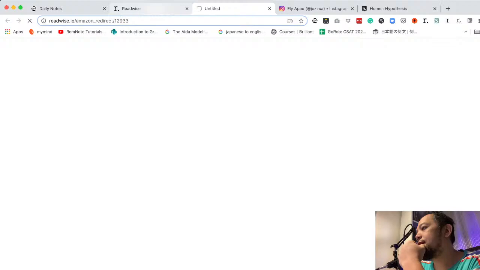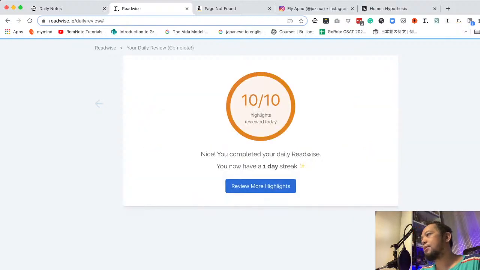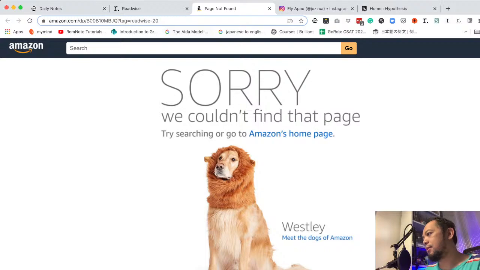You can think of it as the steps a user goes through between entering the site and inviting the next step. To define the viral, you must think of it in terms of the steps a user goes through from entering the site to inviting the next set of users to enter the site. This is about virality. Okay, interesting. What was that? Andrew Chen. Viral startup.